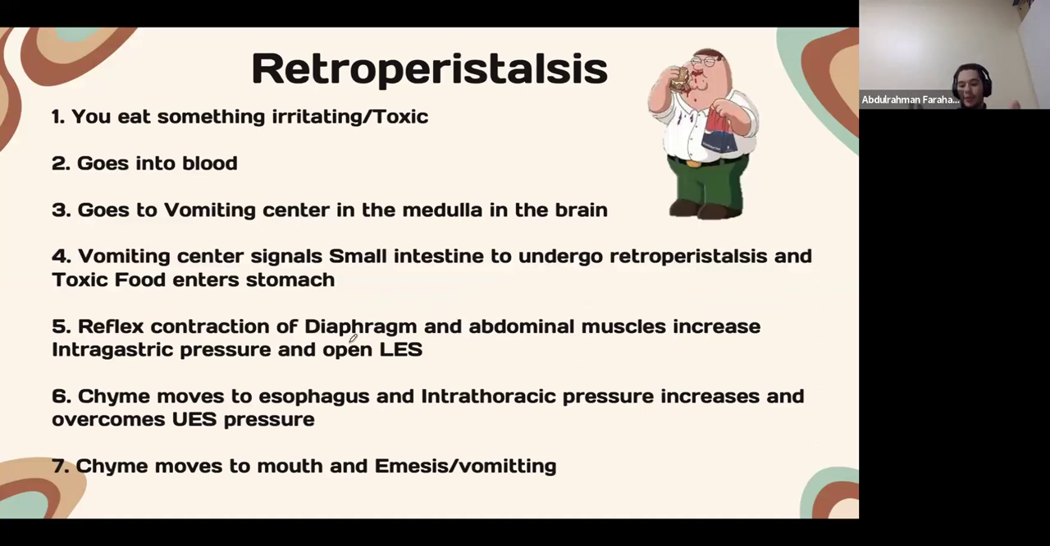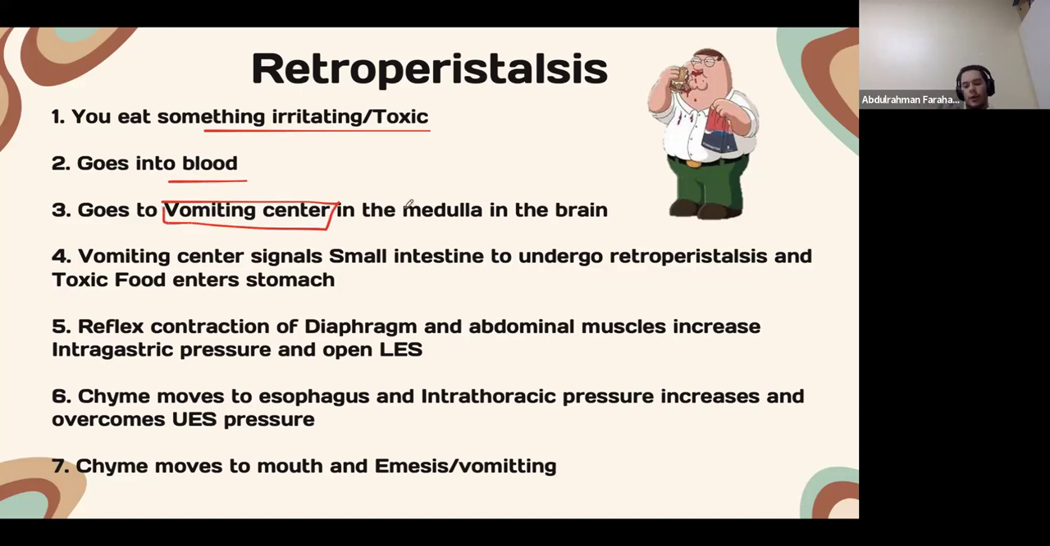Now, retroperistalsis, again, we have Peter Griffin here. There's a mechanism behind retroperistalsis. So why do we have vomiting? Let's start. Peter Griffin ate something irritating or toxic. The toxic stuff entered into the small intestine. It got digested, broken down into simple material, and then it gets absorbed. The absorbed material goes into the blood. The blood circulates all over his body and goes to a region in the brain called the vomiting center, which is found in the medulla, right?